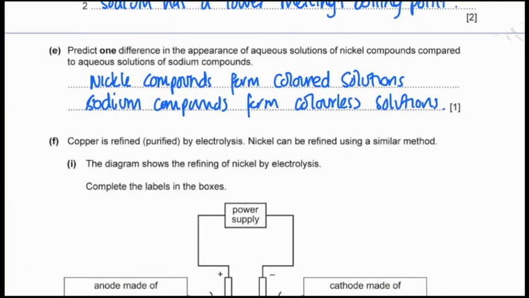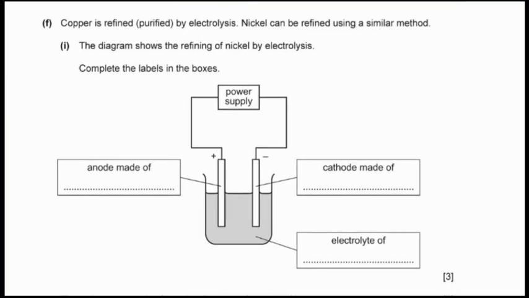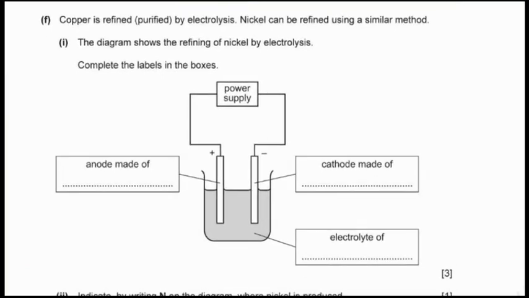Copper is refined or purified by electrolysis. Nickel can be refined using a similar method. The diagram shows the refining of nickel by electrolysis. Complete the labels in the boxes. Well, because we've learned about copper, we can apply what we know to nickel.